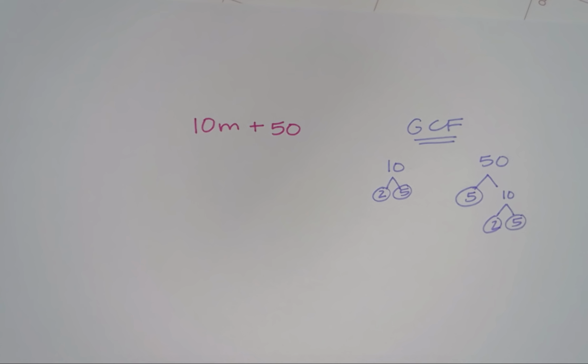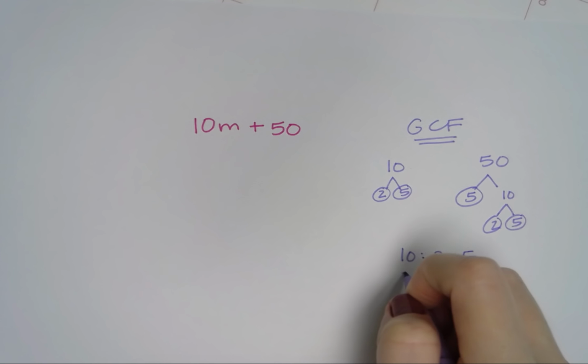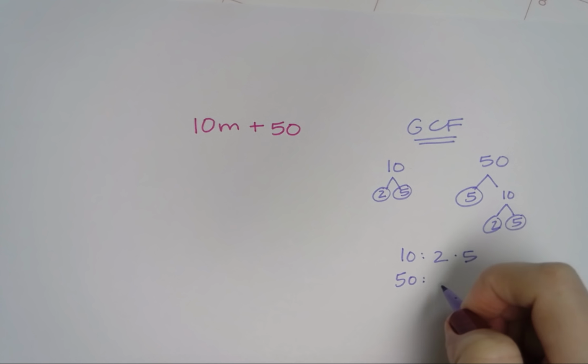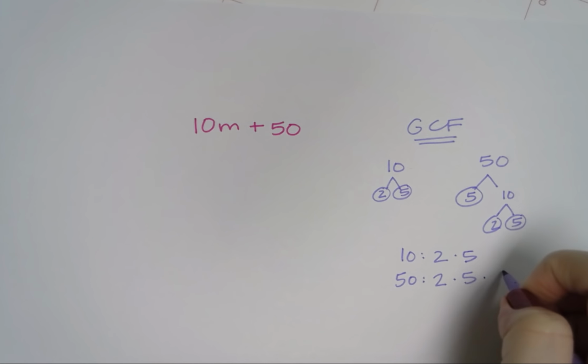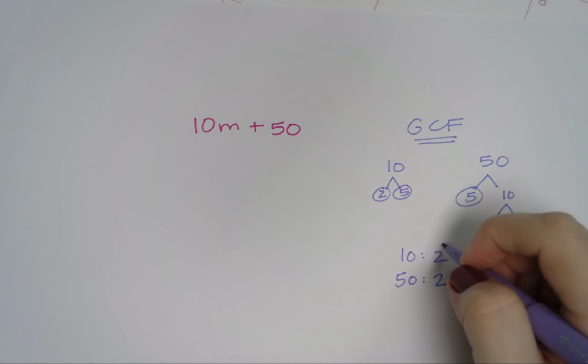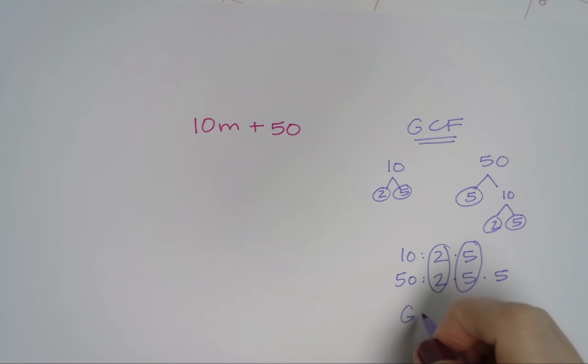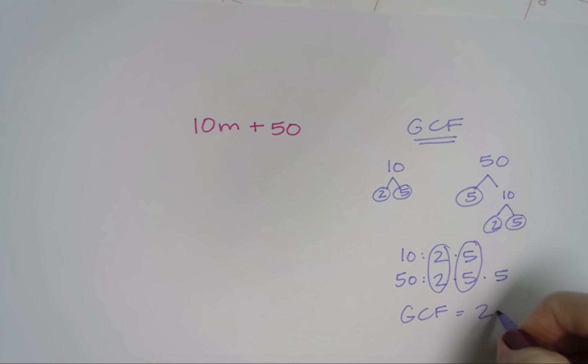So I'm going to list them out. 10 is 2 times 5. 50 is 2 times 5 times 5. What do they have in common? The 2's and the 5's. So the GCF will be 2 times 5, which is 10.